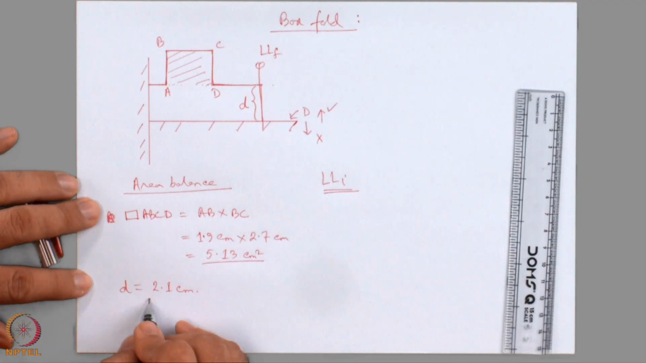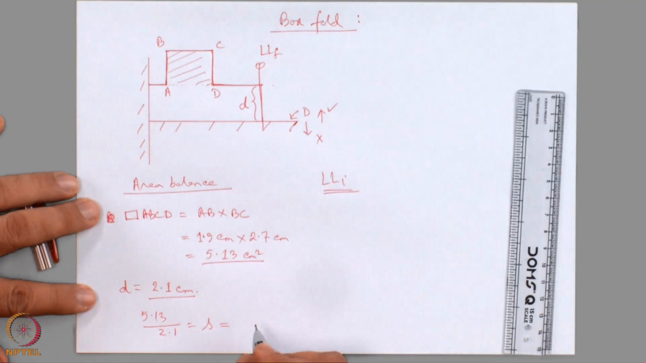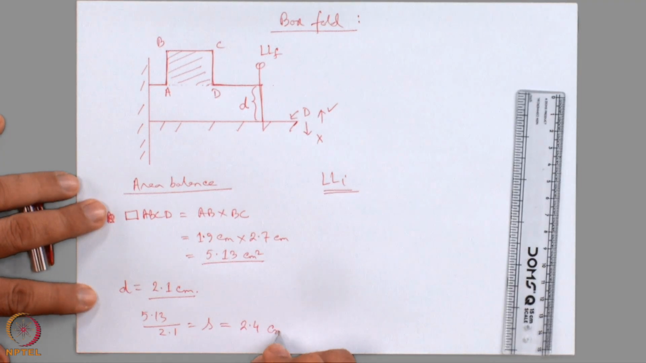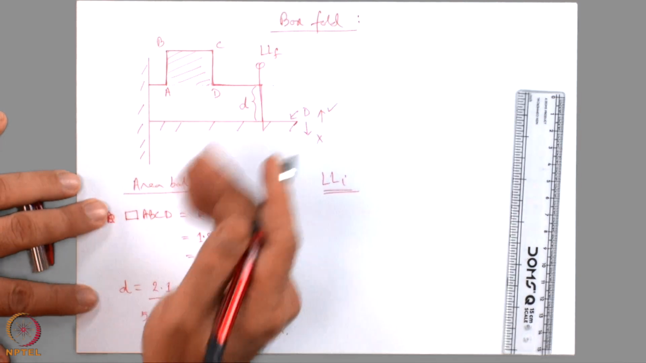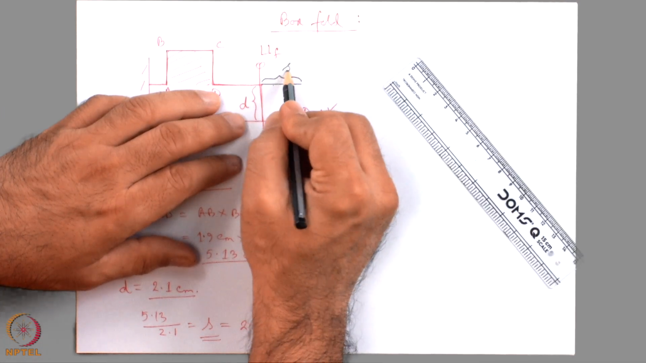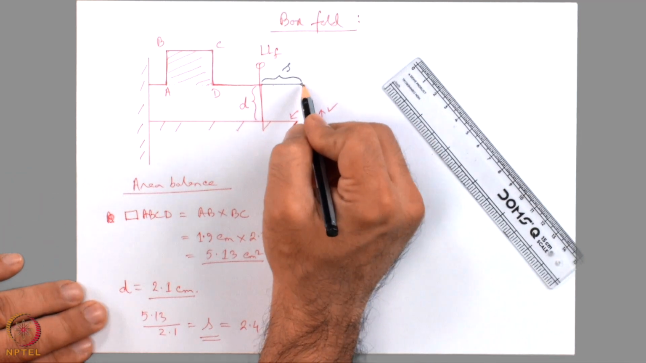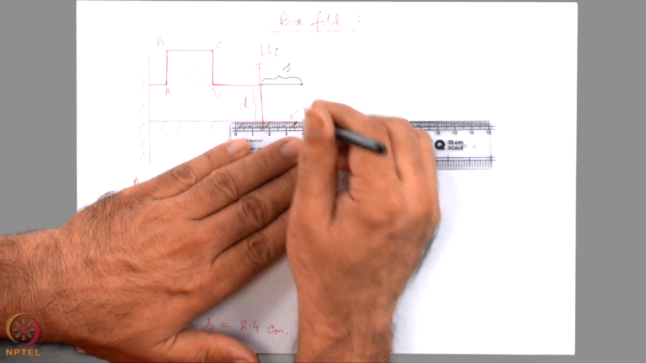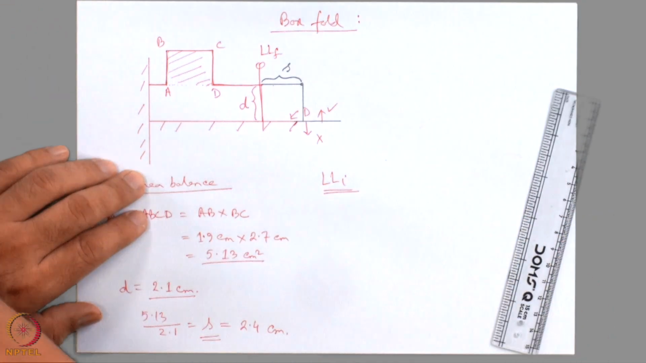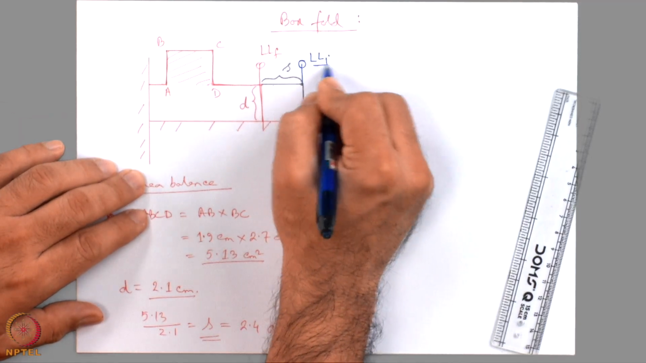Divide 5.13 by 2.1 and we get a dimension S, which is equal to 2.4 centimeter. We have to draw this S length on this line and in this direction. This length is equal to S. S is 2.4 centimeter. Now, from this point I will drop a normal on the detachment. I am extending a bit the detachment and I am calling this as the loose line initial.